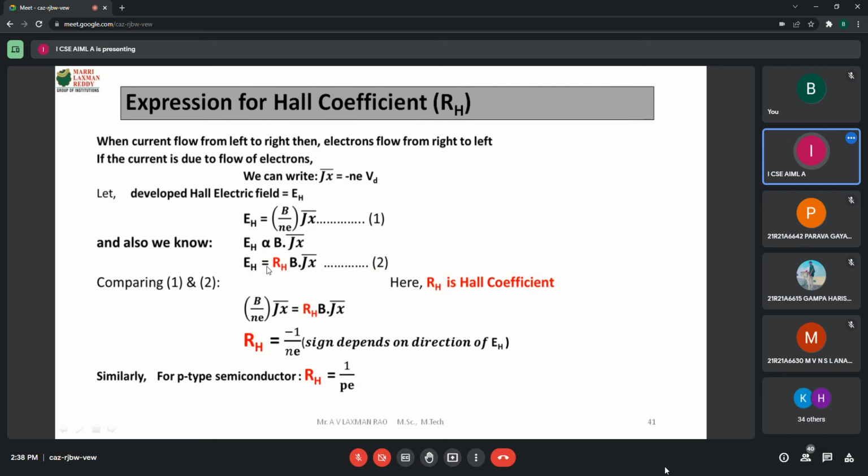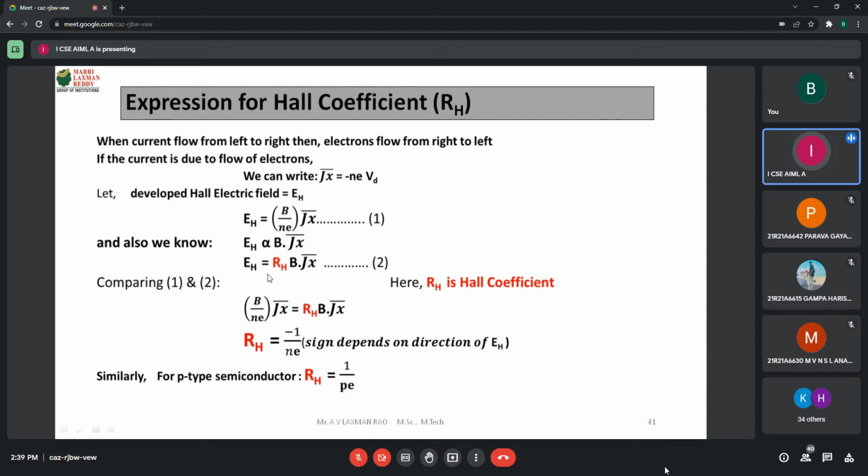EH is equal to, if you write it like this, a proportional constant RH is introduced, so EH equals RH into B Jx. Now equations 1 and 2, both are the same. So equalizing these two, Jx and B cancel, and we get RH as 1 by Ne.